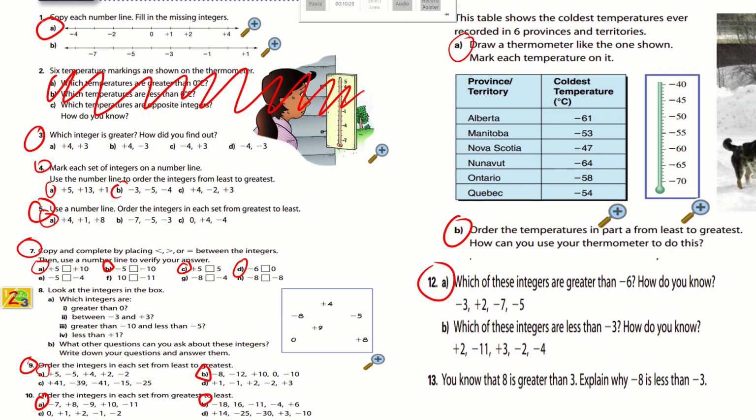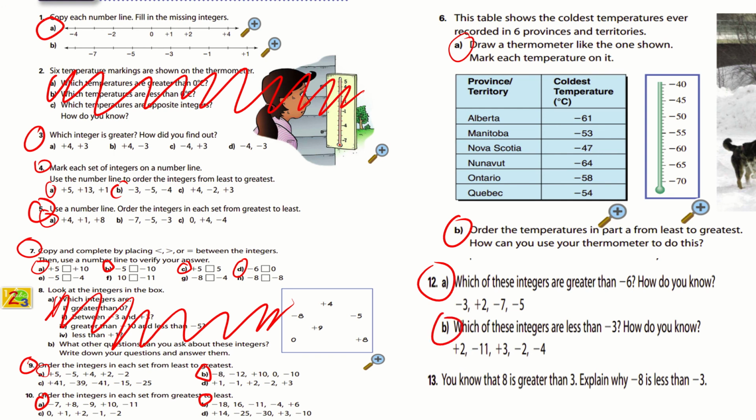You're going to do 1A. 3, you're going to do all of 3. You're going to do 4A and B, 5A only. Then you're going to do 7A, B, C, D. You're going to skip 8. You're going to do 9A and B, 10A and B, and, sorry, this is 6. Oh, geez, 6A and B and 12A and B. All right, so it's all right there. Sorry about the confusion there. I forgot that 6 was its own question here.